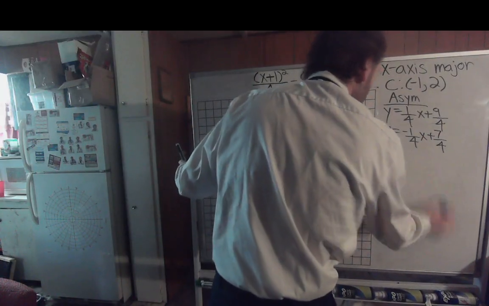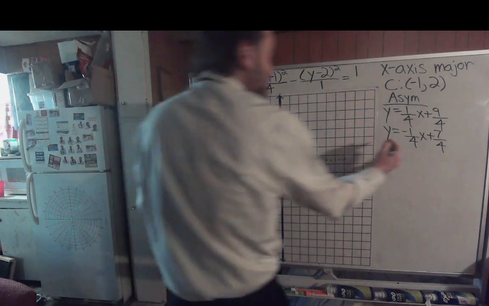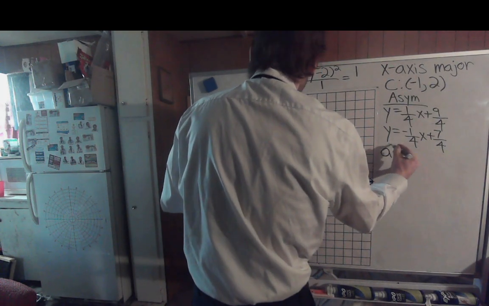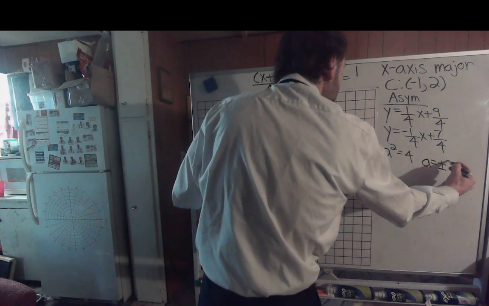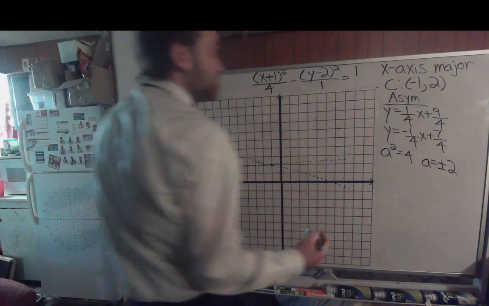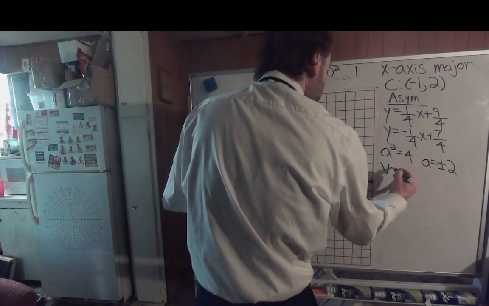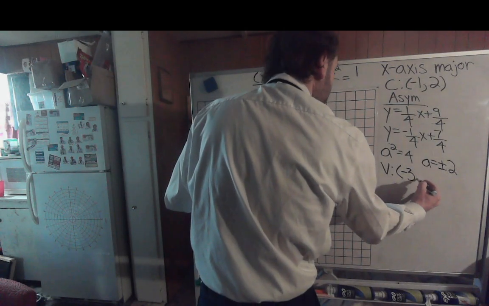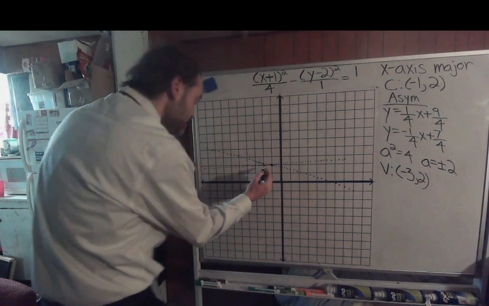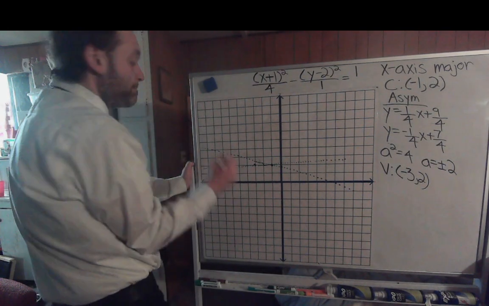Once we've drawn those, the next thing we need to do is get our vertices. Well, x-axis is the major axis, okay? So a squared equals 4. That means a equals plus and minus 2. So your vertices, since the x-axis is major, take negative 1 minus 2. You'll have a coordinate of negative 3, 2. So let's plot negative 3, 2 is right about there.